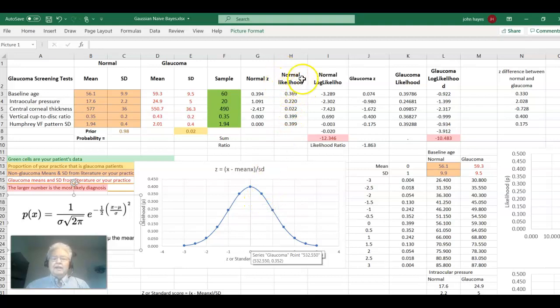Now, I've called this a likelihood, and I don't call it a probability, just to have a definitional distinction. When z is 0, the likelihood of finding a 0 is 0.4. The probability of finding a 0 is 50%, because the word probability has a cumulative sense to it. It's all the values to one side or the other of this curve.